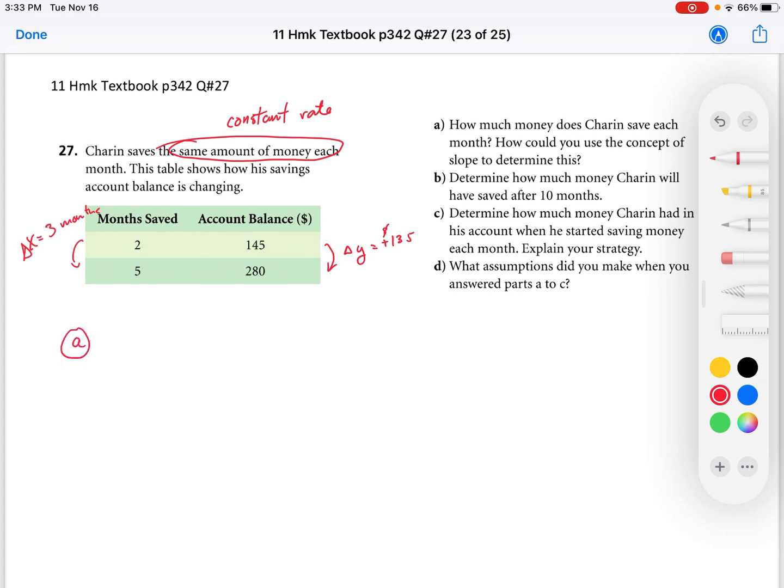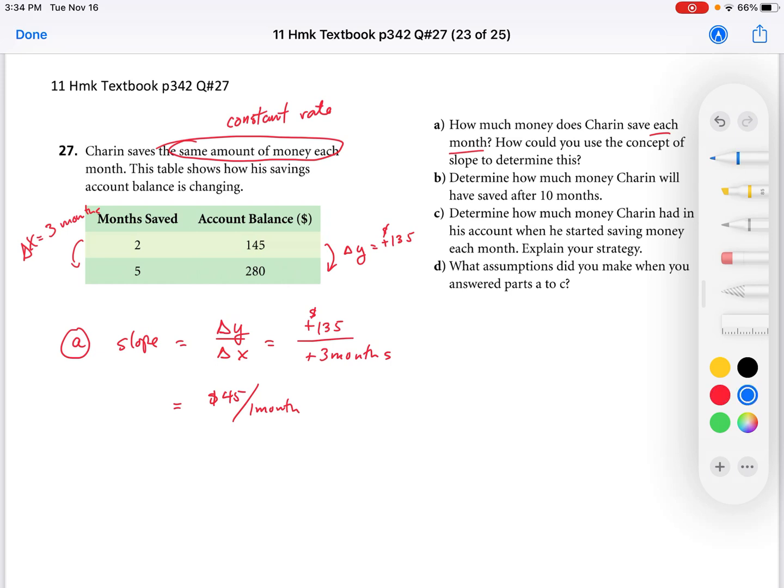Okay, we can work out the slope is equal to the change in y over the change in x, or positive $135 over 3 months. So that's our slope. Now we can use this as our unit rate, so it wants to know each month. So essentially it wants the unit rate, and that simplifies to $45 per month.